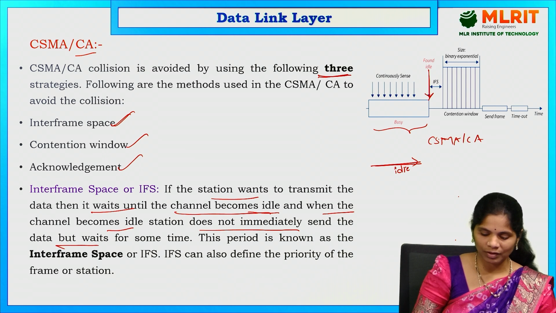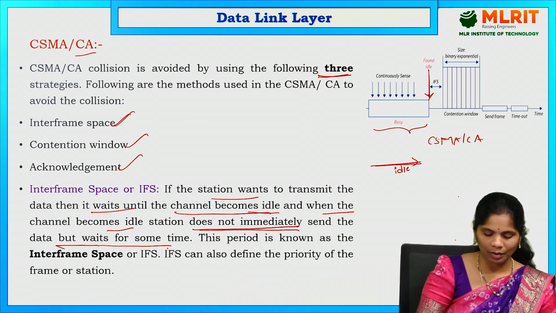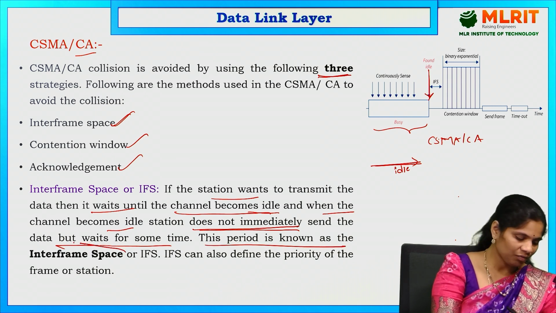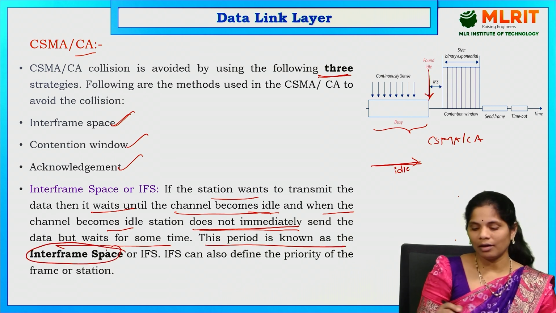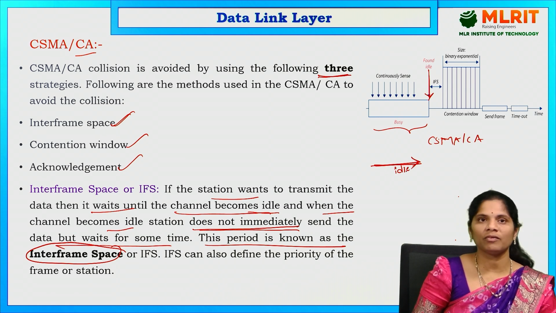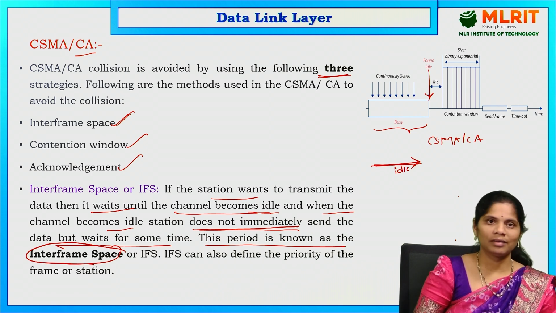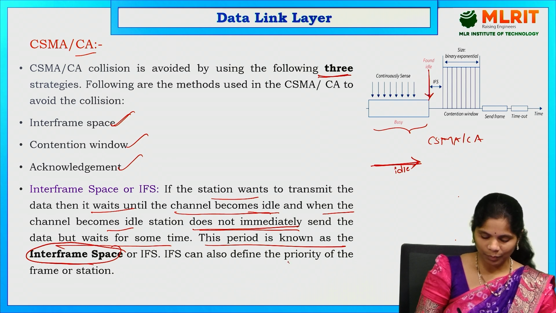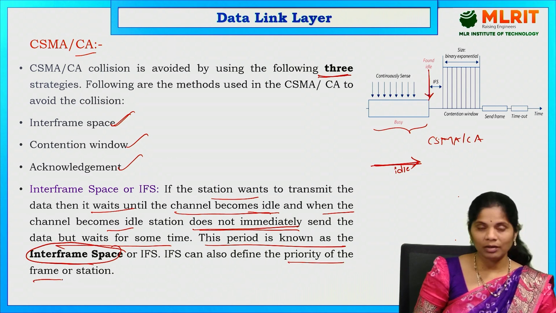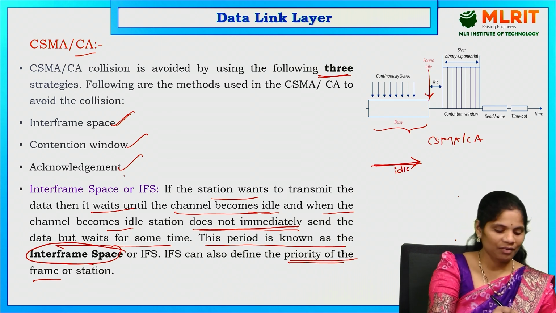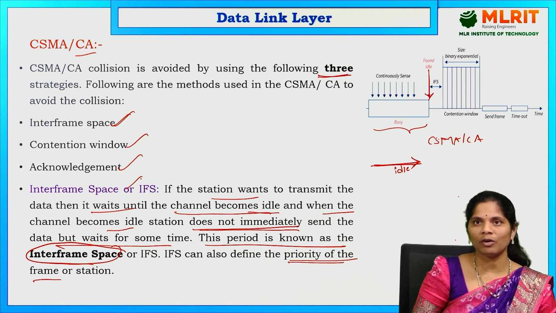It will wait some particular time. This period is known as the interframe space. After the channel is idle also, it will wait some amount of time. That particular time is called the interframe space. It is defining the priority of the frame station. This is about the IFS, interframe space. Mainly it is saying that when the channel is idle also, it will not send the data. It will wait some amount of time. That particular time is called the interframe space.